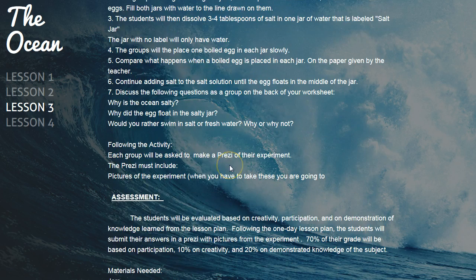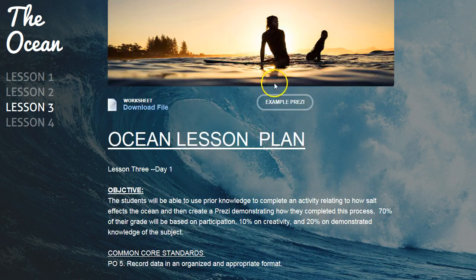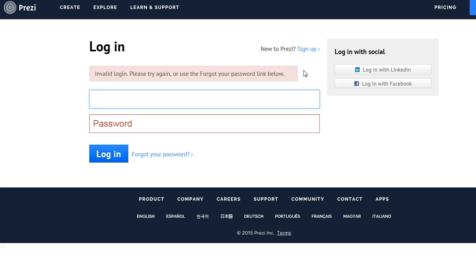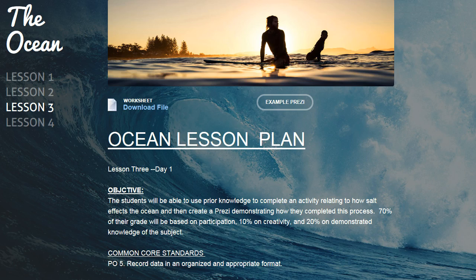they're going to create a Prezi. I'm going to give them each little cameras, and they're going to be able to take pictures as they go through.